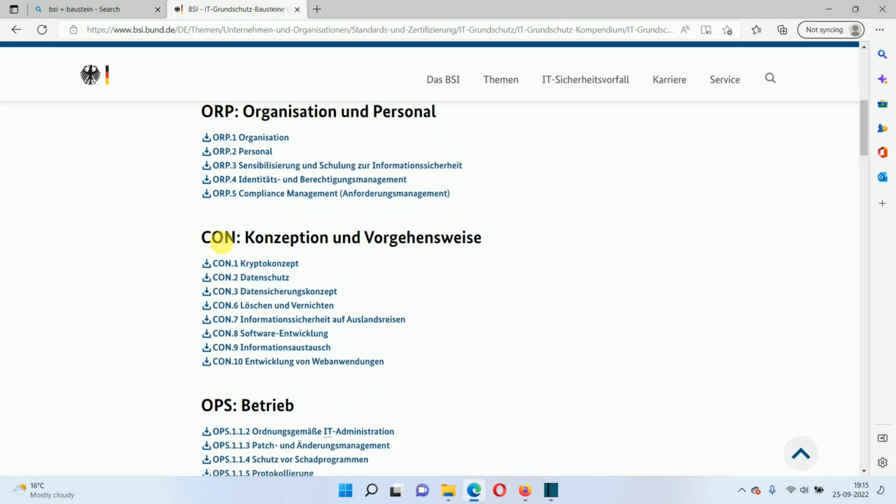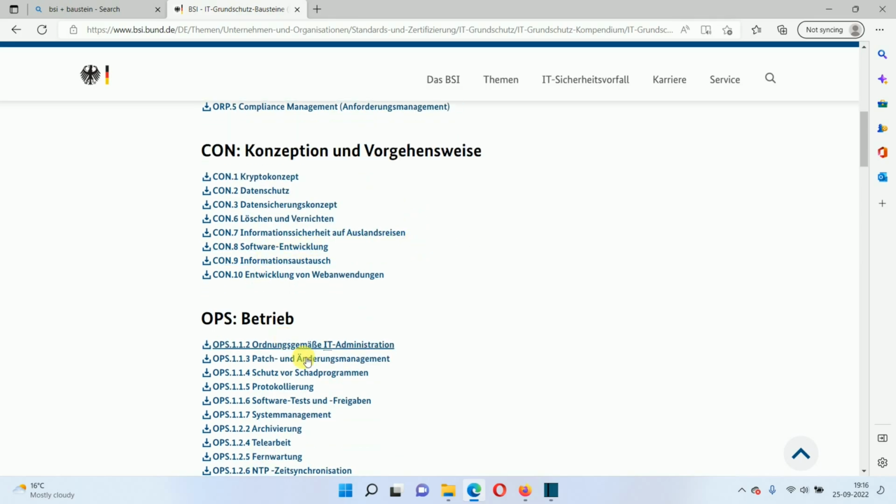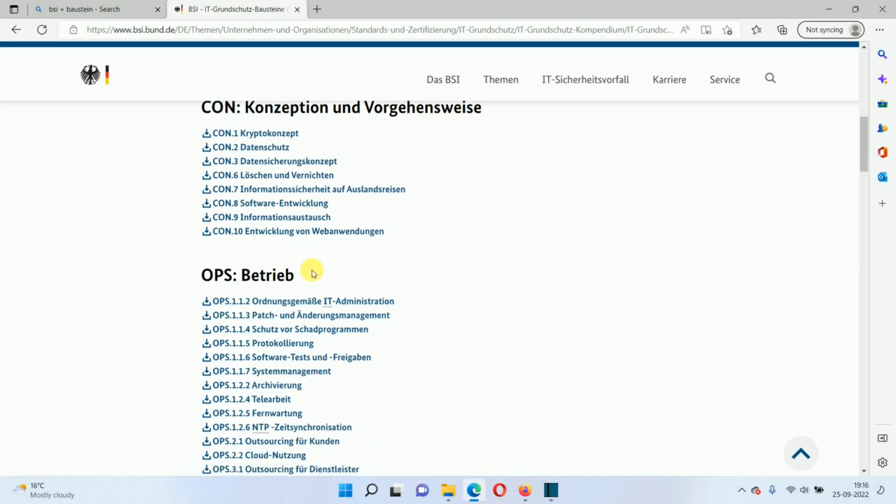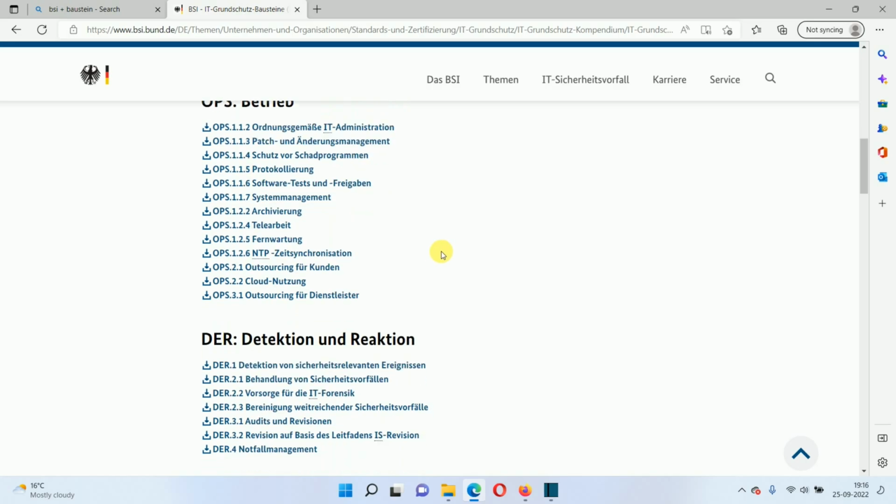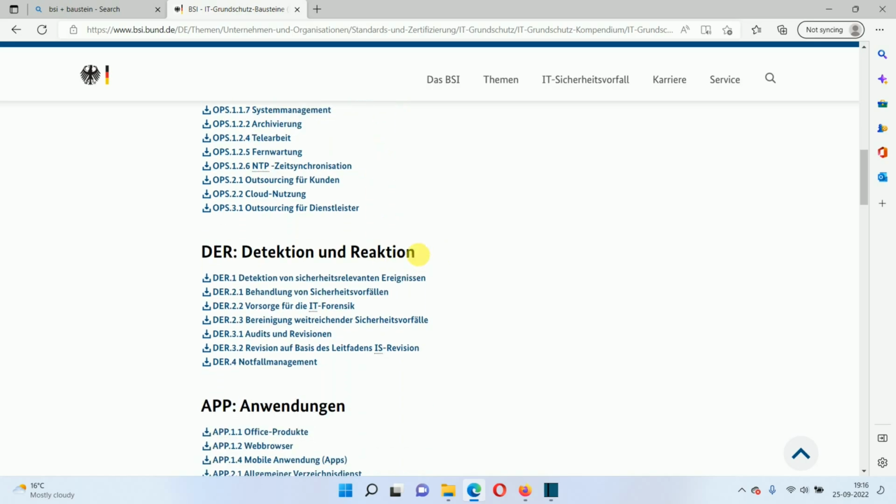Now, CON means conception and Vorgehensweise. So that is the process and the policies and process. Then Betrieb is your operations. So here you see there are so many building blocks.